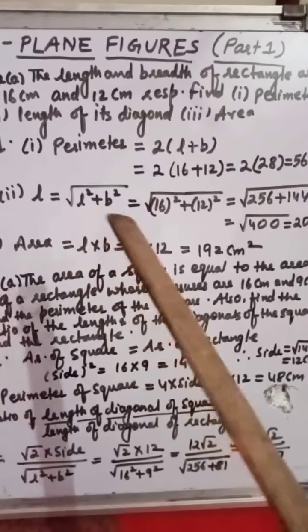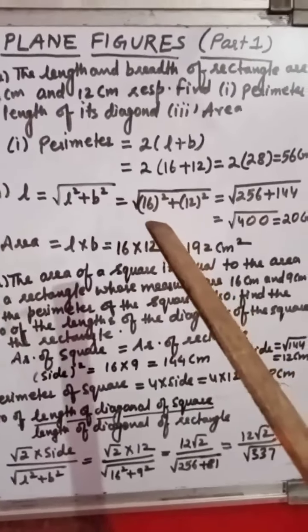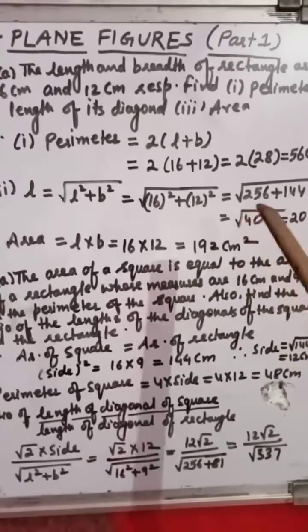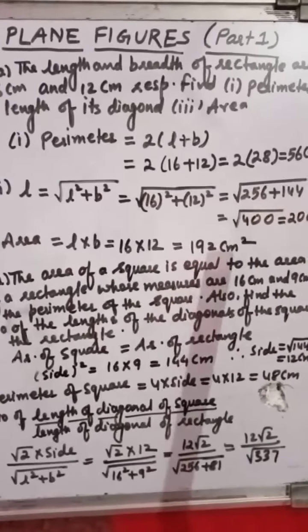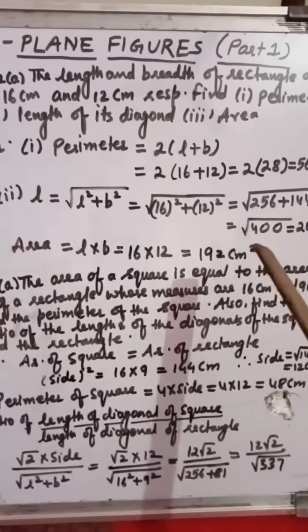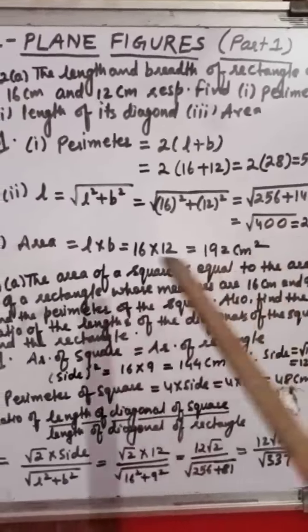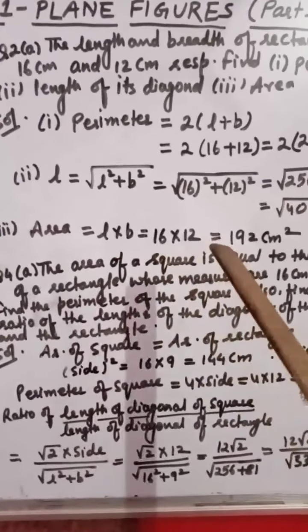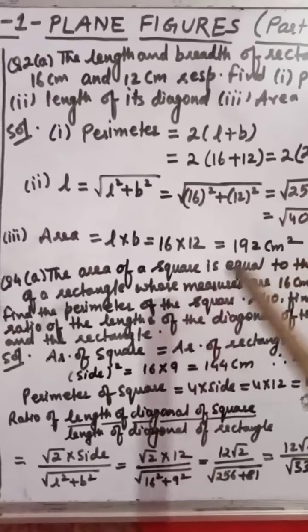Length of diagonal is square root of L square plus B square. Length is 16 square, breadth is 12 square. 16 square is 256, breadth 12 square is 144. 256 plus 144 is 400, square root of 400, which is 20 centimeter. Area is length into breadth, which is 16 into 12 is 192 centimeter square.